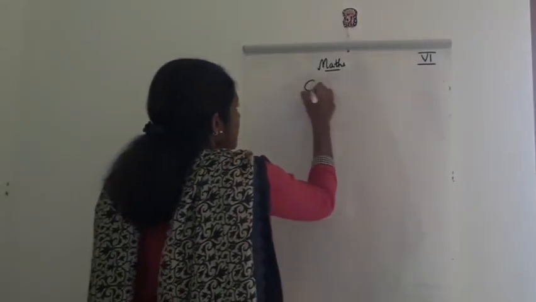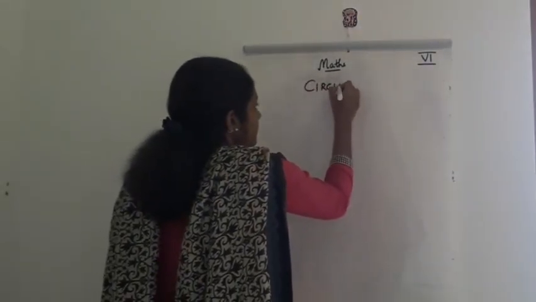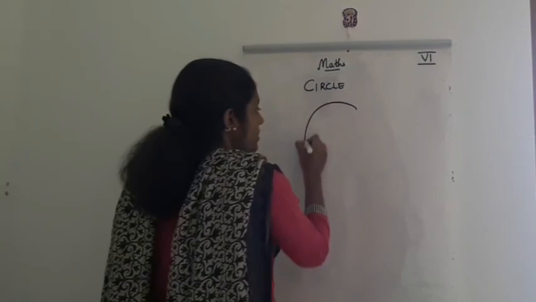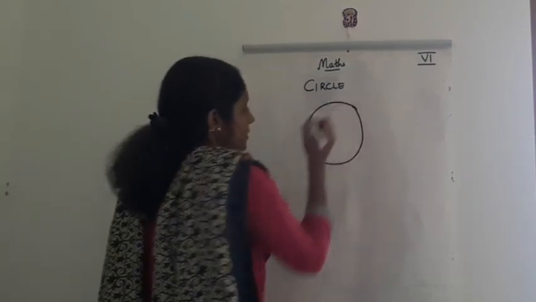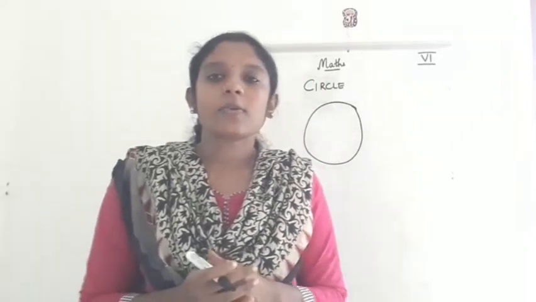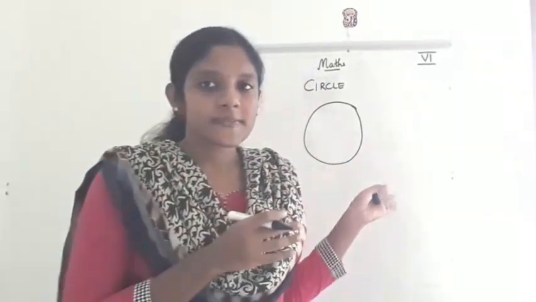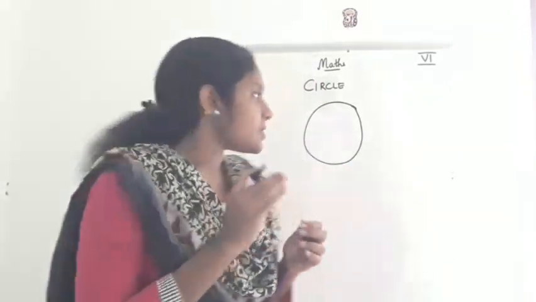So today we are moving to the last portion of this chapter, that is basic geometrical ideas. The last portion is about circle. Hope you know this is a circle, that is a round figure which is called a circle. So today we are going to learn some portions of circle and some terms related to circle.